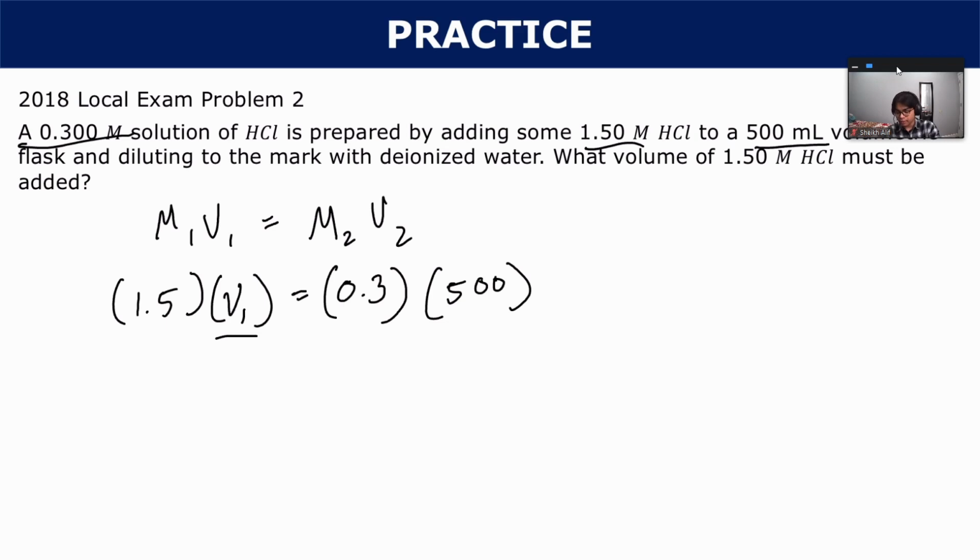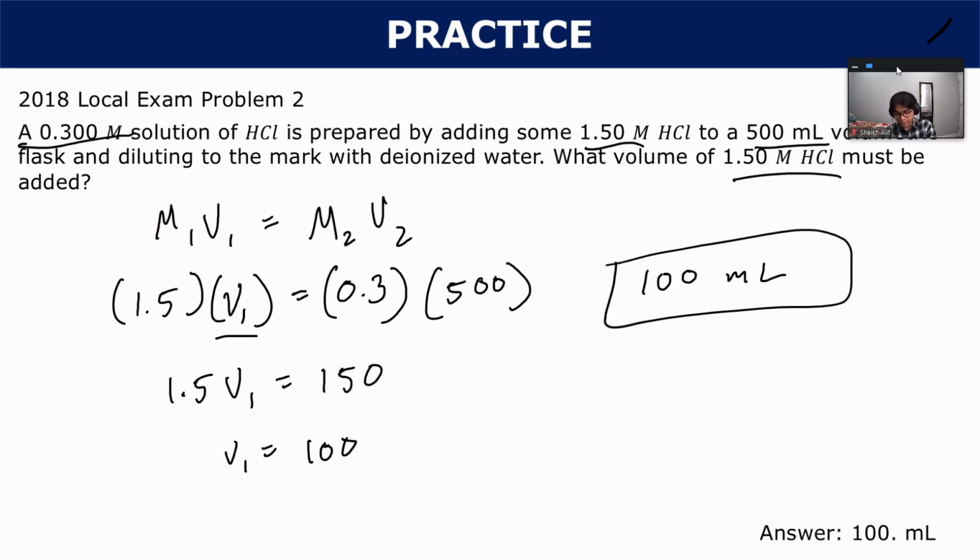And so now we can solve for V1. 1.5 V1 is going to equal 150, and so V1 is 100. That means the volume of 1.50 molar hydrochloric acid that must be added is 100 milliliters. And what is the answer? 100 milliliters, and we got it right. I guess the big trick in this question was to realize that the second volume here is not additive. You are diluting to the mark, meaning your end volume is going to be whatever that mark is, and we know that mark is 500 milliliters.